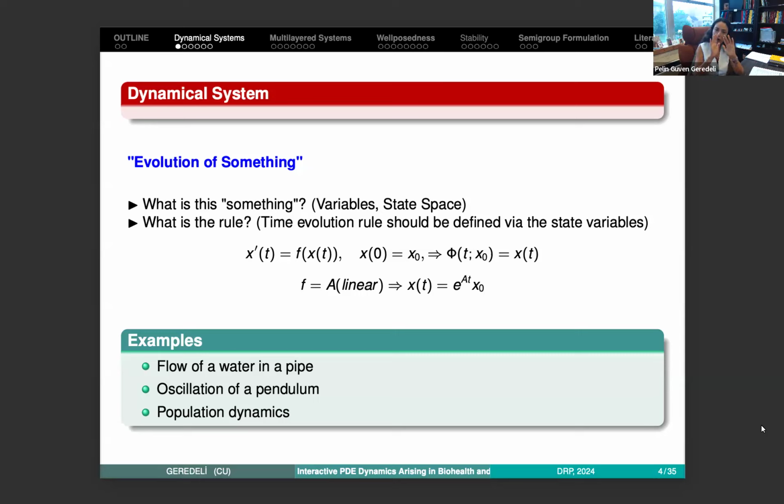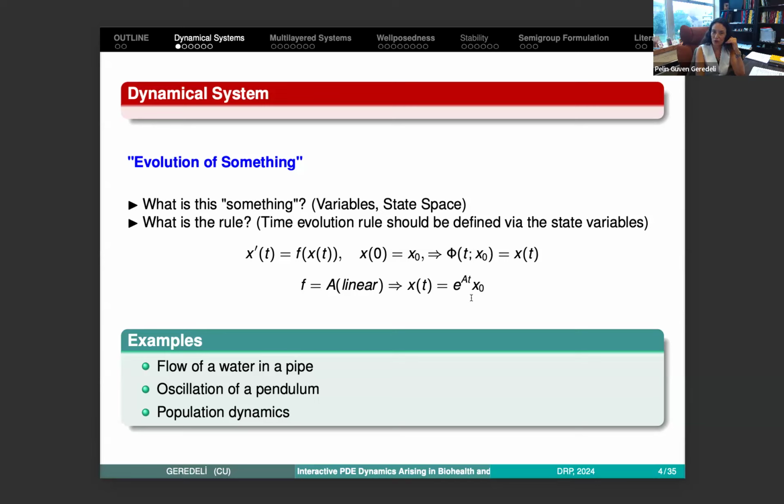So after knowing what your something is, with respect to this something we are going to refer to variables and the state space, and we call it the state variable. For example, look at this equation: this is just the basic first order equation, x prime is equal to f of x. f is a function here, or f might be a matrix. So here the rule is determined by f, or by this matrix A. Let's say f is a linear function.